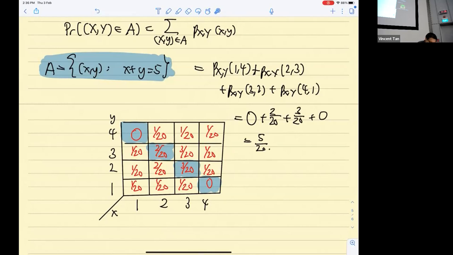So that's how we compute probabilities of certain events of interest.